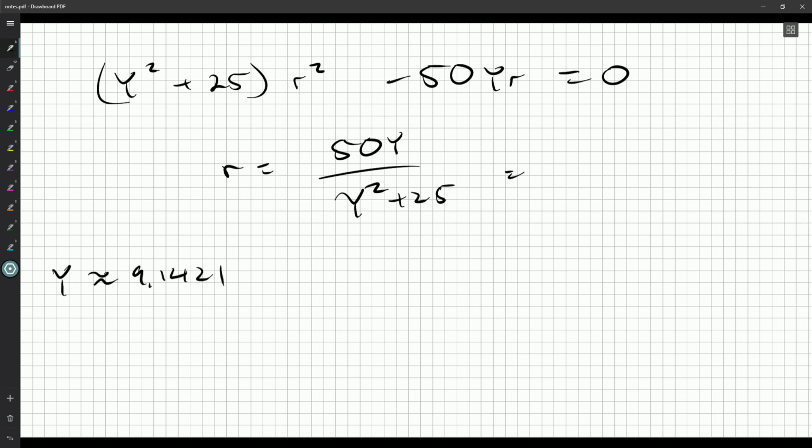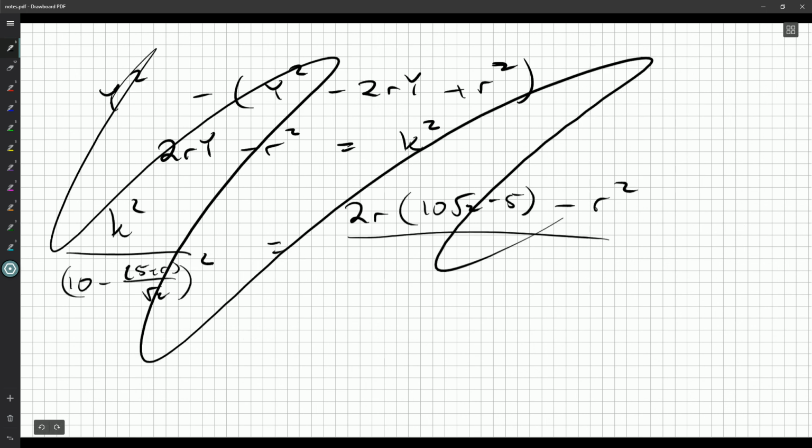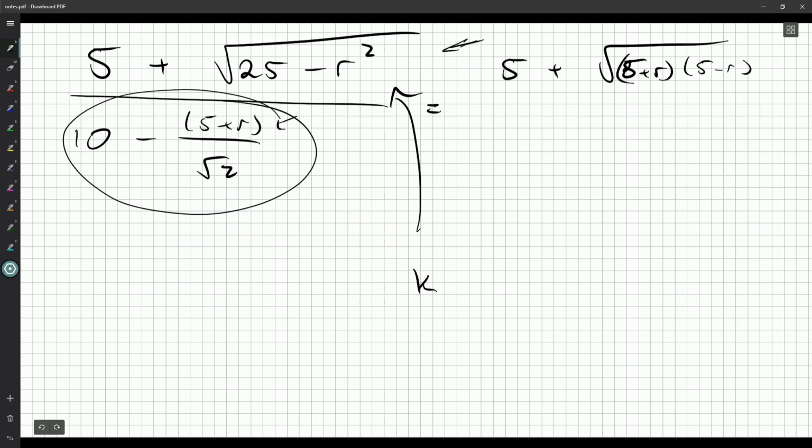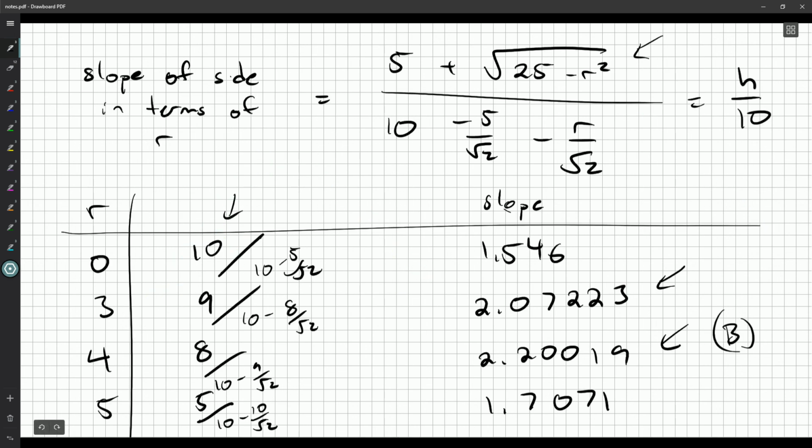So multiply that by 50. Divide by 9.1421 times 9.1421 plus 25. And the value of R we want is about 4.209, which I guess you could then quickly use to maximize this height here that we want. So about 4.209.